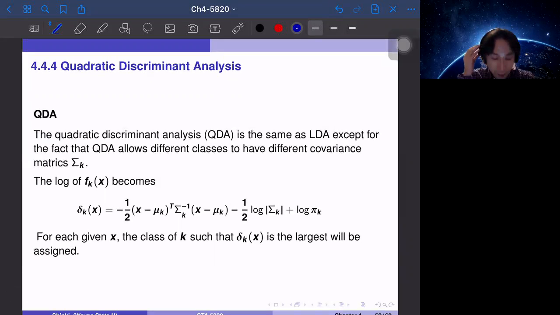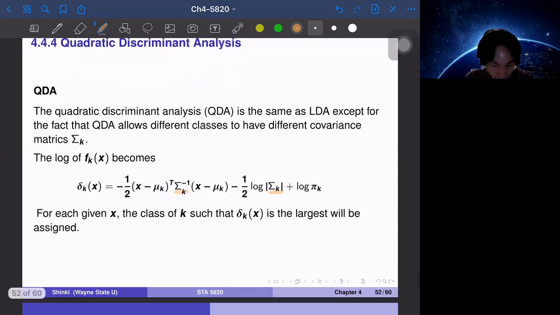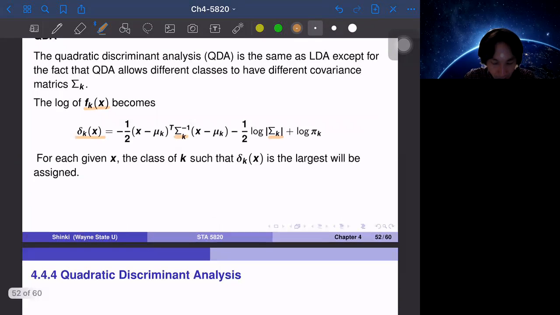Okay, so next one is QDA. This is similar to LDA, the quadratic discriminant analysis. We drop the assumption that the variance matrix is the same for all classes. So now we have a different sigma k for each class k. So we assume that f sub k of x is equal to this. Actually, the log of this f sub k is this. So the exponential of this delta k of x is f sub k of x.